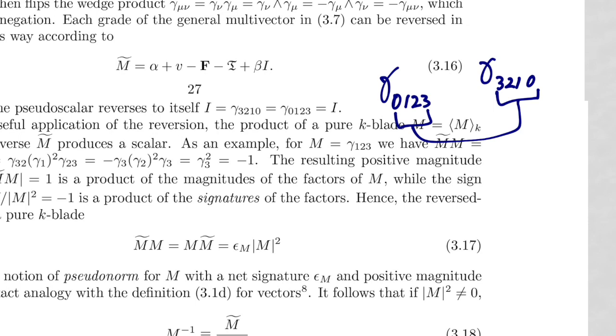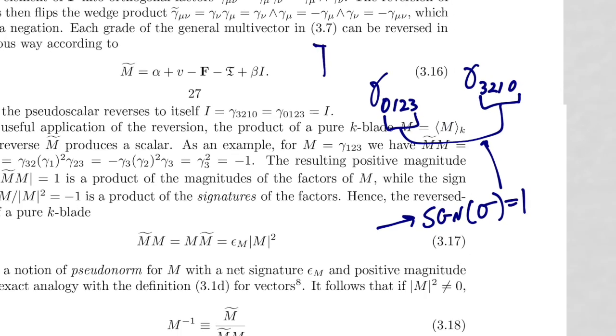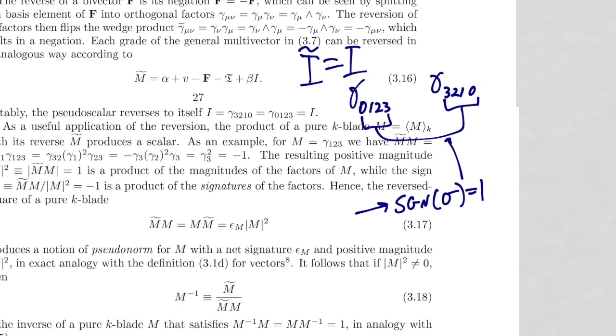And so the way that's written is the sign of the permutation equals 1. So the sign of the permutation to take you from there to there is equal to 1. Therefore, it's the same thing. The order doesn't matter up to this sign. It only has to do with the sign of the permutation between the subscripts there. So I reversion equals I.